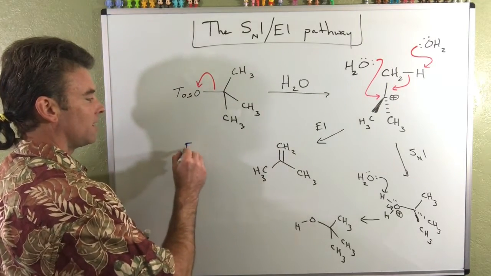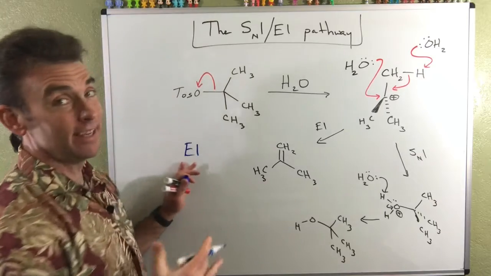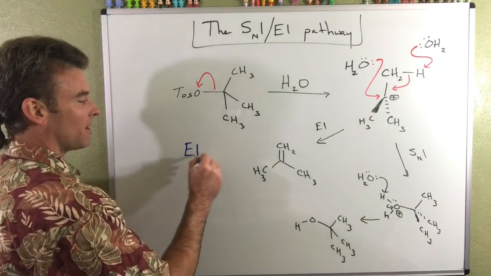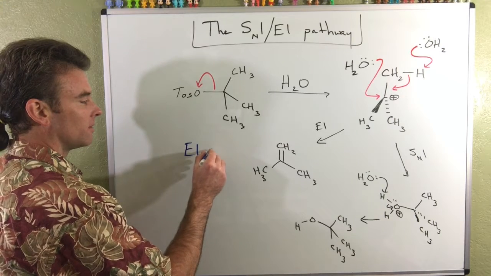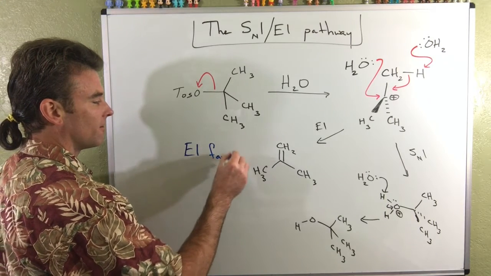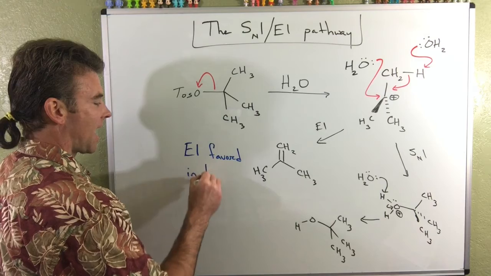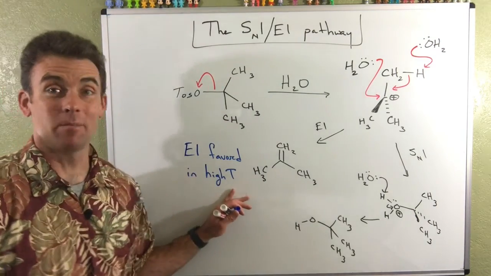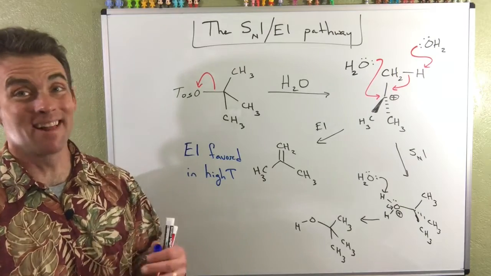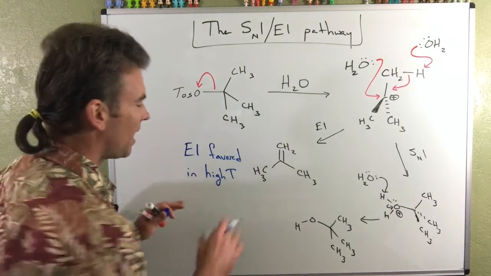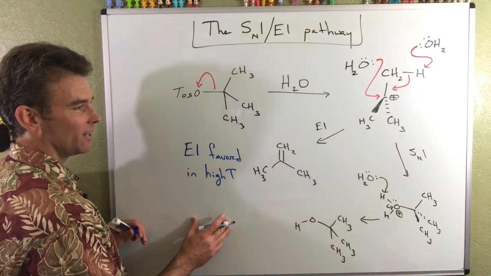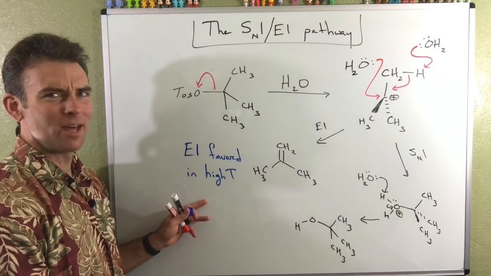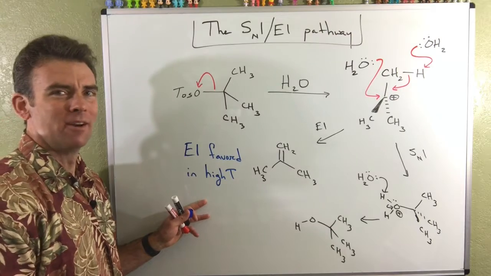So E1s, or actually E2s as well, if we're in the other pathway, tend to be favored in high T conditions, right? In other words, high temperatures. And of course, that's relative to a lot of other things. But I think if you're putting your hand in the reaction, I don't know why you do that, and you're like, oh, that's kind of warm, right?